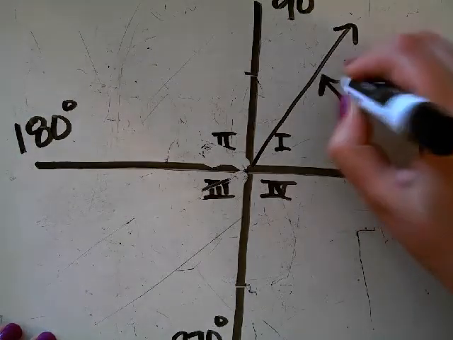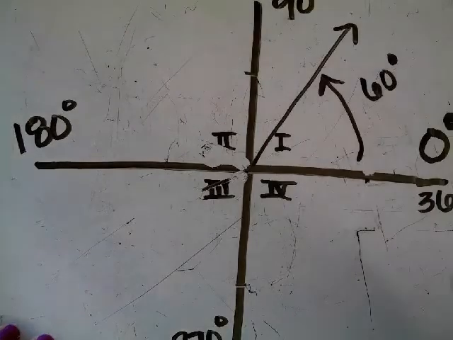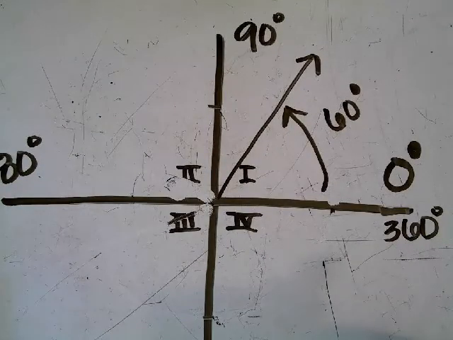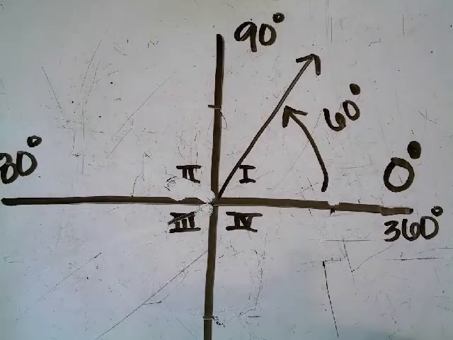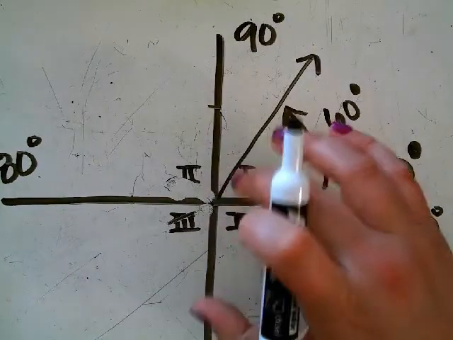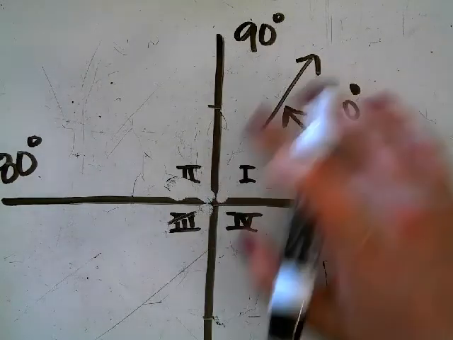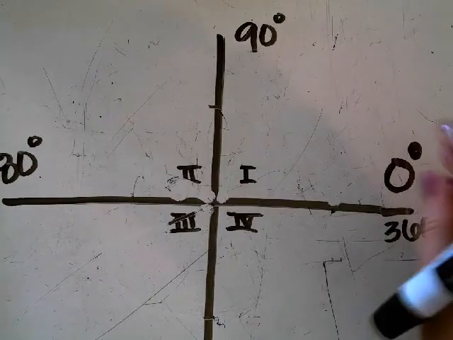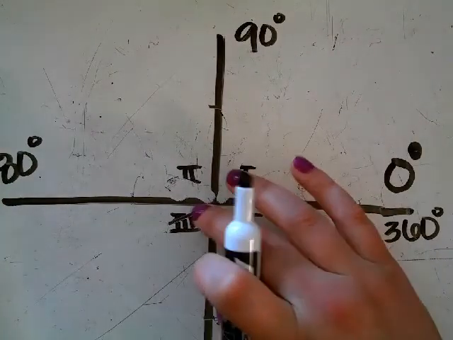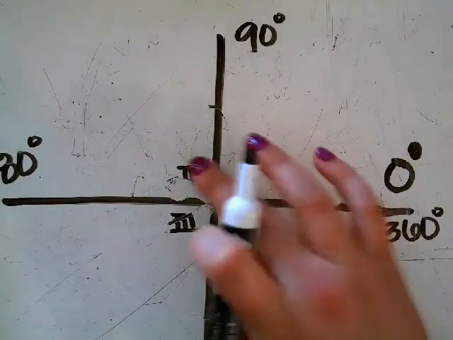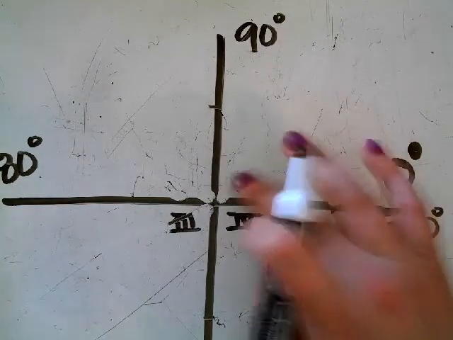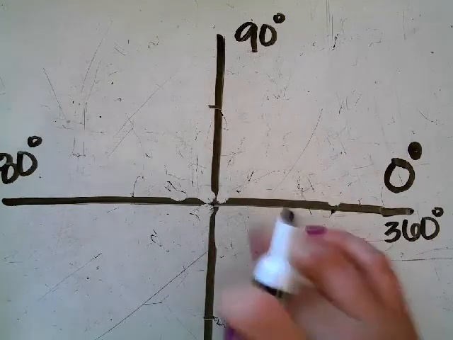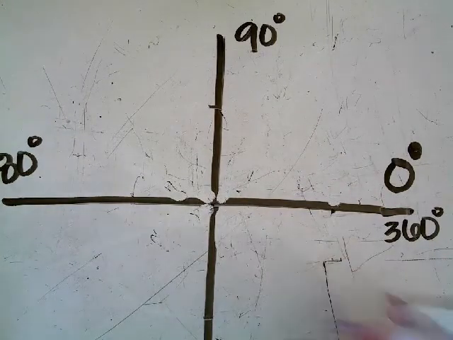So your 60-degree angle should look something like that. Correct? Marvelous. Okay. Now I want to see a negative 190.